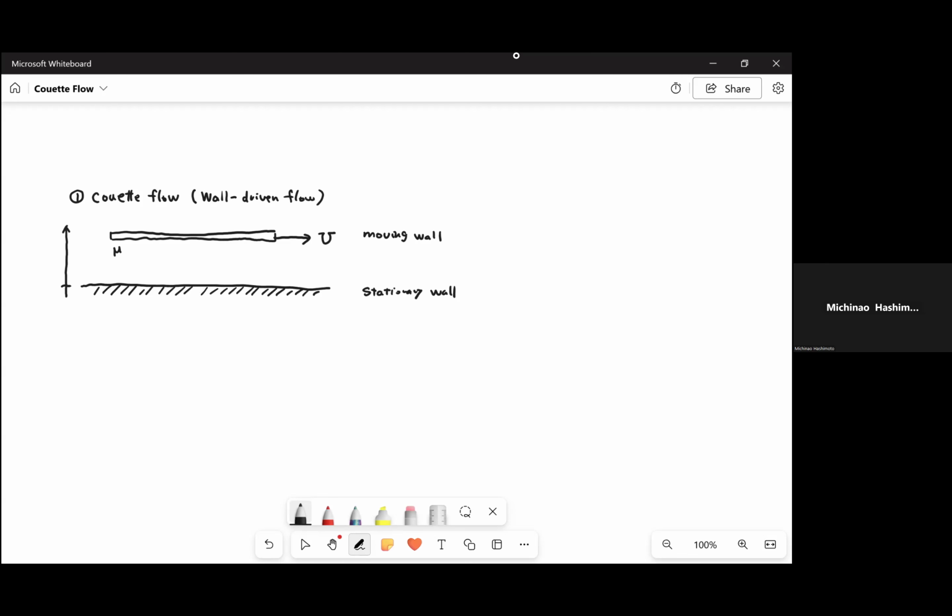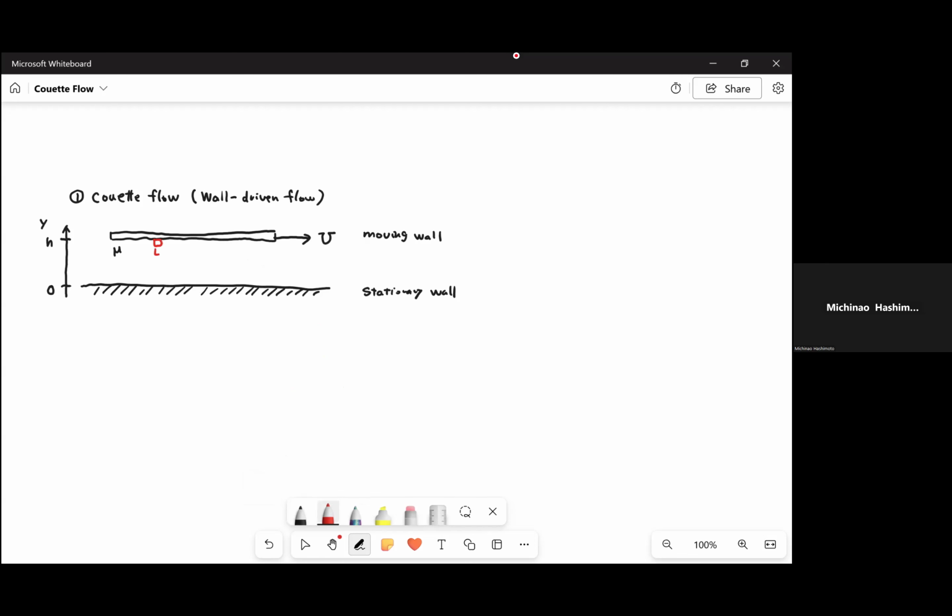Okay, and then let's set the coordinate here. We can actually set it in whatever way. But if you remember from week one, we set this as the y-axis, and at the bottom we set y equals 0, and the distance between the two walls is h.